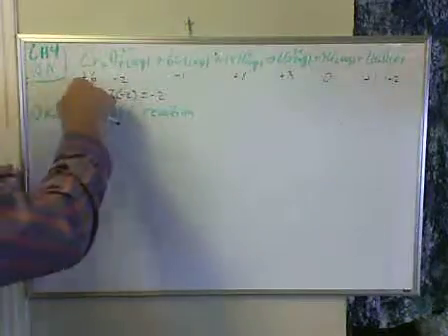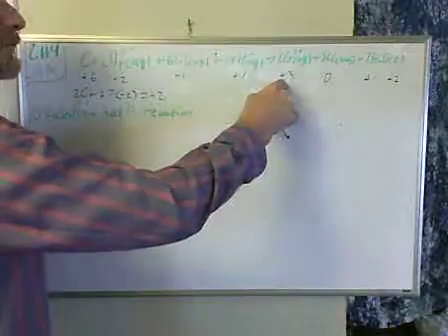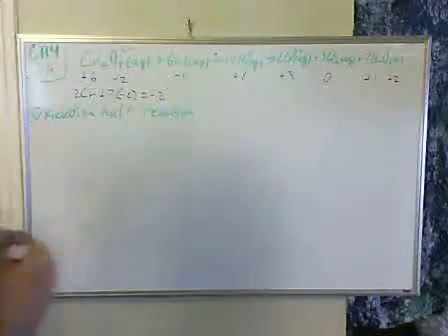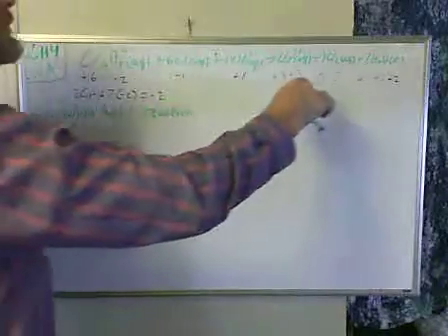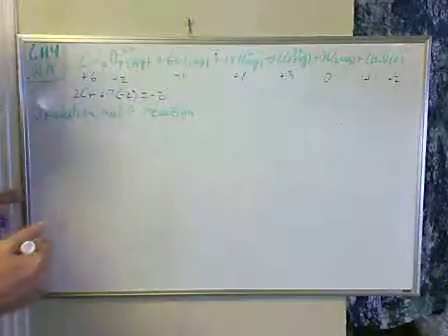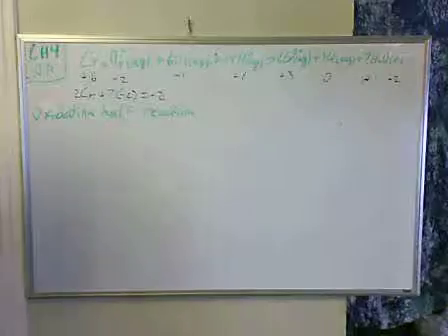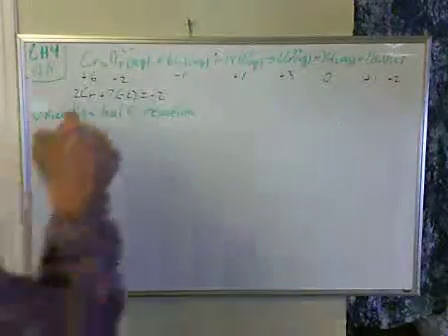So chromium is going from +6 to +3, a reduction in the oxidation number, so that's reduction. Chlorine is going from -1 to 0, an increase in the oxidation number, so that's oxidation. So that is the one that we want.